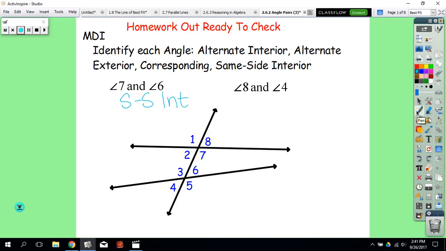Okay? If we look at 8 and 4, 8 is here, 4 is here. So this is our transversal. They are on opposite sides of the transversal, and they are on the outside of the lines that are getting cut. So these would be alternate exterior angles.